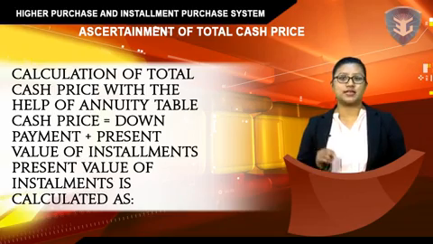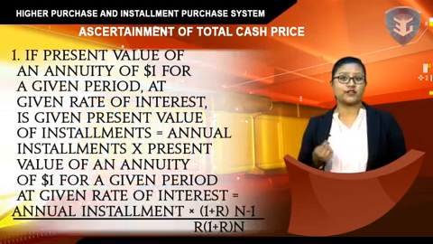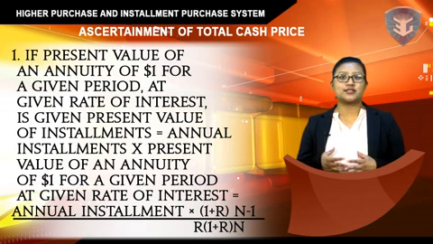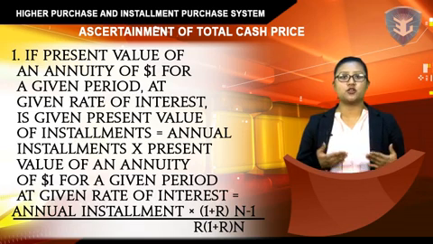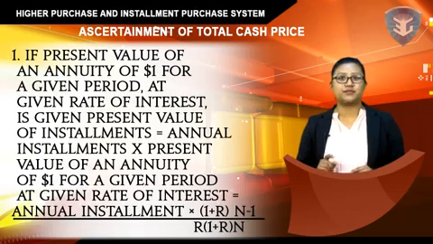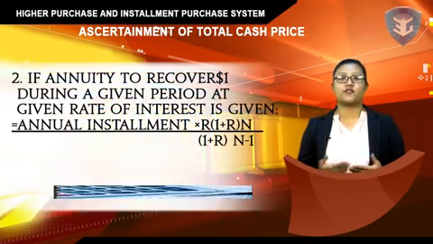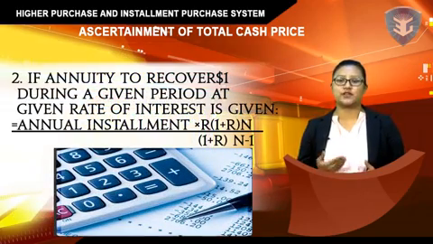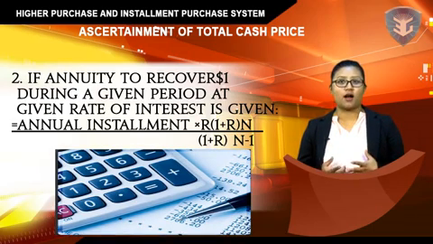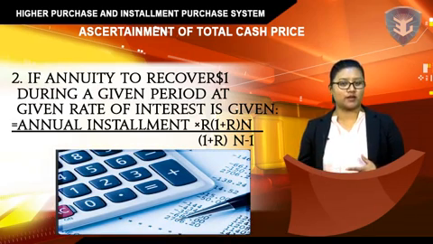Present value of installments is calculated as follows. If the present value of an annuity of $1 for a given period at a given rate of interest is given, present value of installments equals annual installment into present value of an annuity of $1 for a given period at a given rate of interest, which equals annual installment into ((1 + r)^n - 1) / (r(1 + r)^n). If the annuity to recover $1 during a given period at a given rate of interest is given, it is annual installment into r(1 + r)^n / ((1 + r)^n - 1).